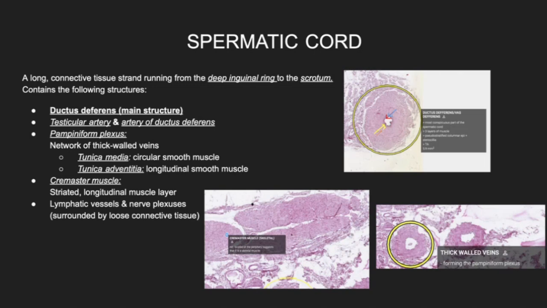Another characteristic property of the cord is the cremaster muscle. It is a skeletal muscle, also striated muscle. What it does is help raise and lower the testes in response to temperature or any kind of other stimulation. And finally, we also have the lymphatic vessels as well as the nerve plexuses. These help in immune function as well as the innervation of the spermatic cord. Now, these are the pictures that I have attached, but we'll look at the slide here.